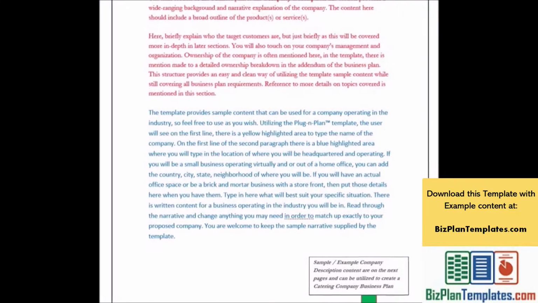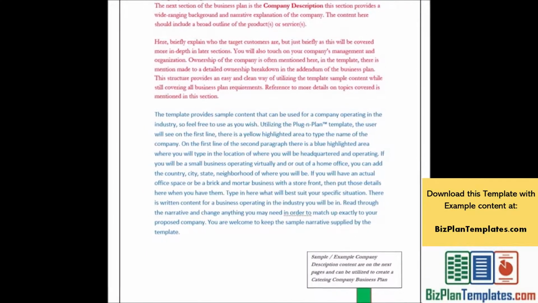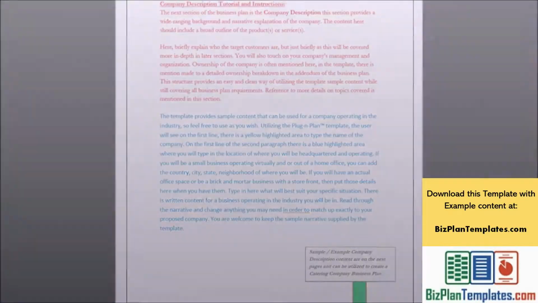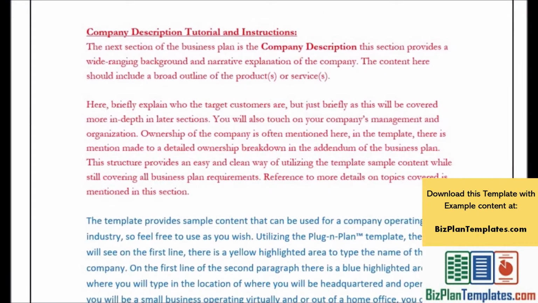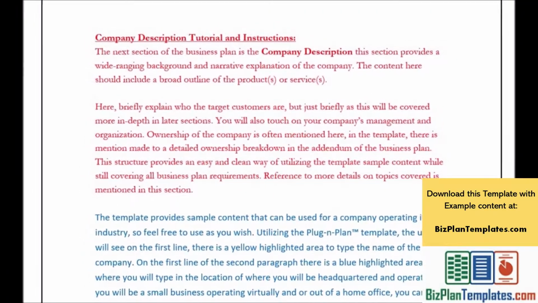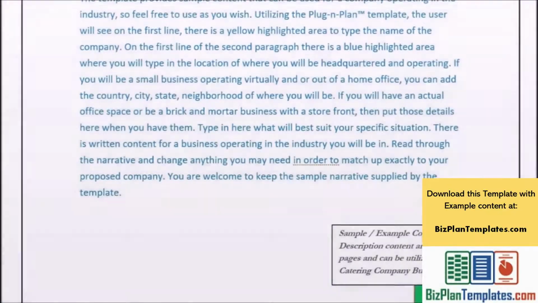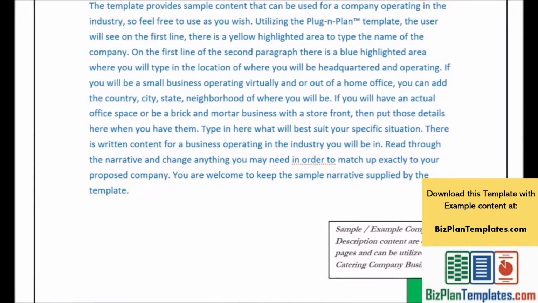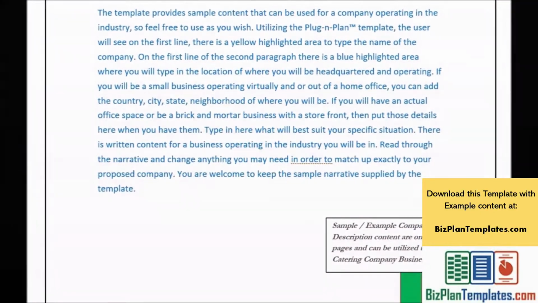Company Description Tutorial and Instructions. The next section of the business plan is the company description. This section provides a wide-ranging background and narrative explanation of the company. The content here should include a broad outline of the products or services.